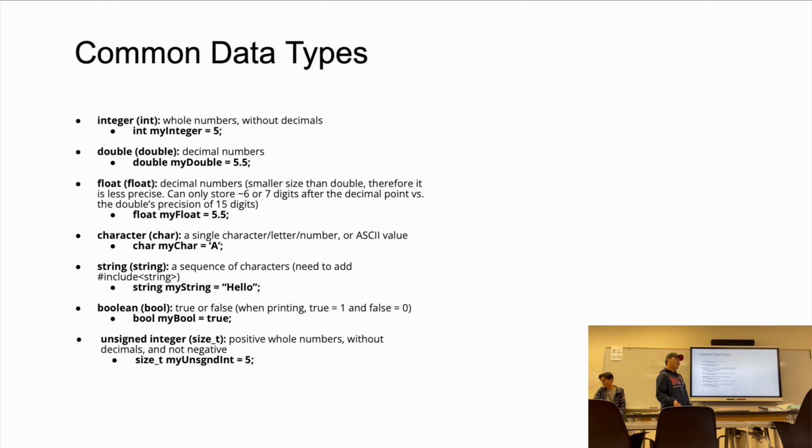So in robotics, I would recommend you use double just because it's a decimal. A lot of values in robotics are decimal, and just because it's big, so you don't have to worry about it being too small for it to store.